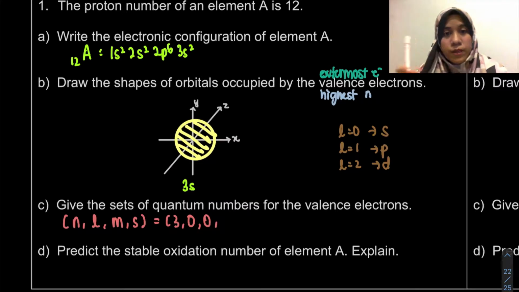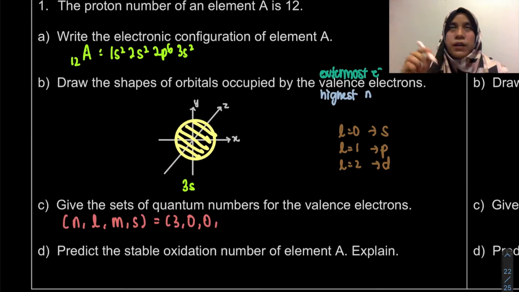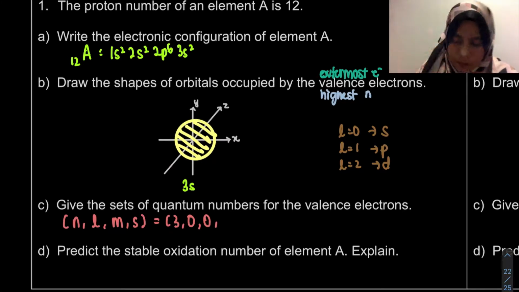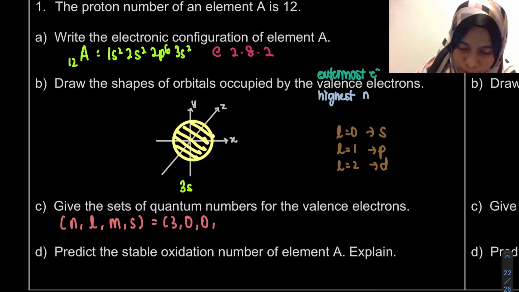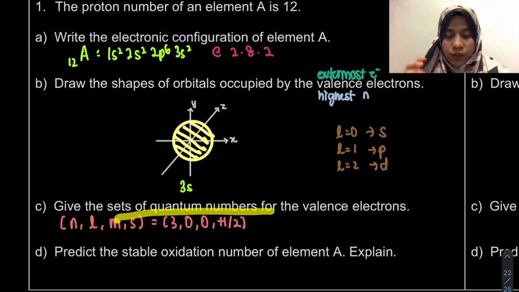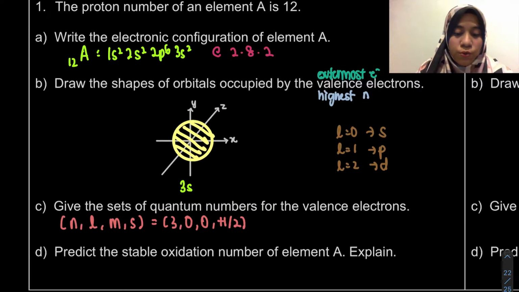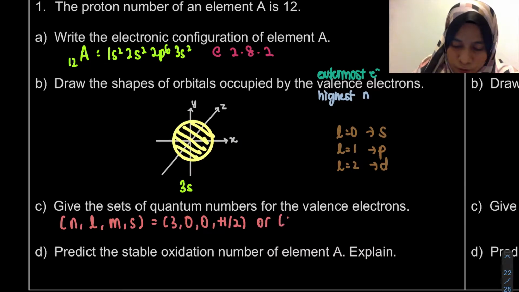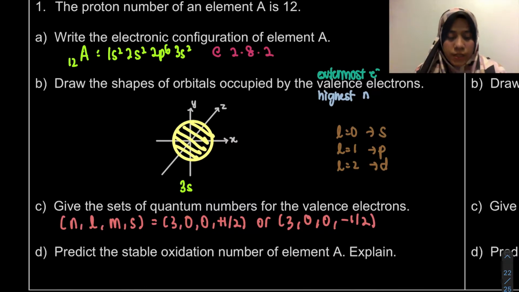S could only be positive half or negative half. Positive is the upward spin, negative is the downward spin. So here, write down positive half. But the question asks for the sets of quantum numbers, so we give all possible ones. We do have 2 electrons. So write down 3, 0, 0, positive half, or 3, 0, 0, negative half. So that's for question C.